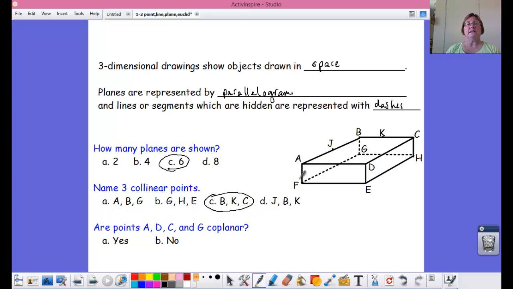Are the points A, D, C, and G coplanar? Well, let's locate them. A, D, C, and G. I don't think so, you guys. A, D, and C are all in the top of this box. G is in the bottom. That means that they are not existing in the same plane. In order for a plane to contain A, D, C, and G, that plane would have to bend, and they cannot do that.